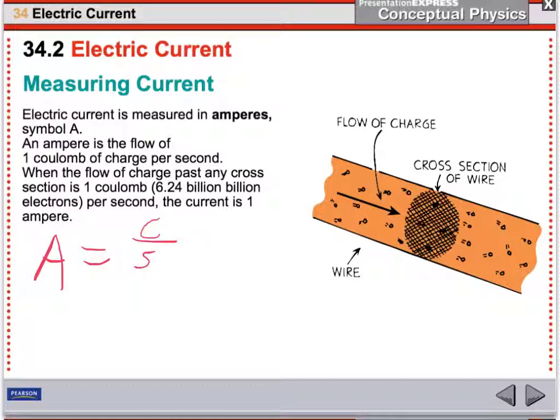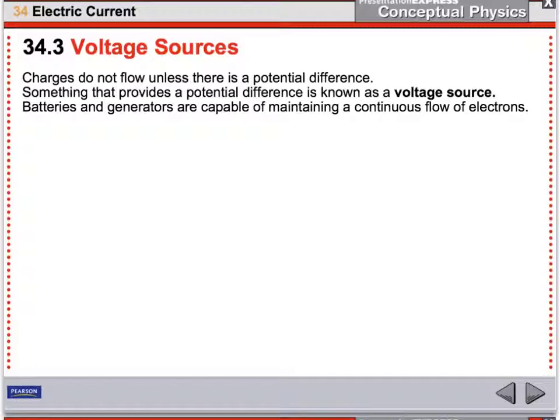Now, for what we're doing, the most important thing about this is that you remember that current flow is measured in amps. The electric pressure is measured in volts. In order to keep current flowing, you have to have a potential difference from one part of a circuit to another. A voltage source is what keeps that difference in voltage from one area to another.